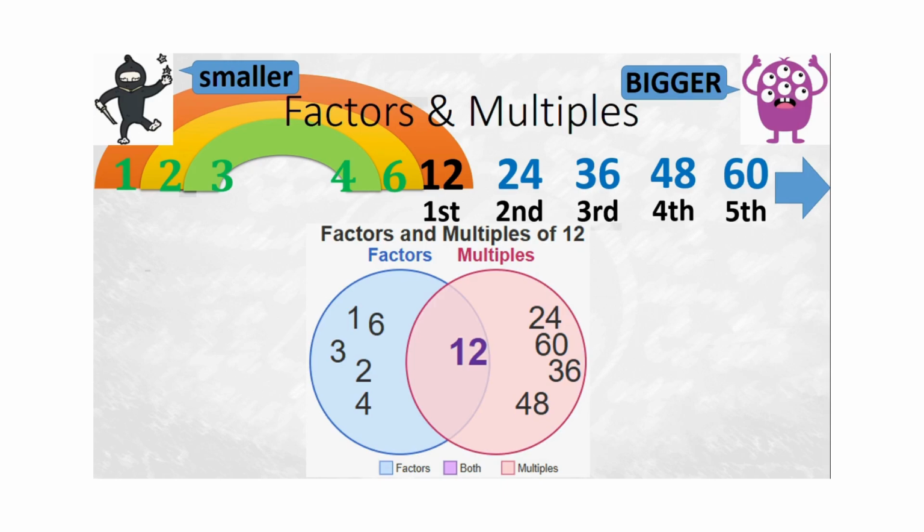I hope this makes sense, and I hope it clarifies the difference between factors and multiples. Multiples are bigger, factors are smaller. But the number itself is always a factor and multiple of itself.